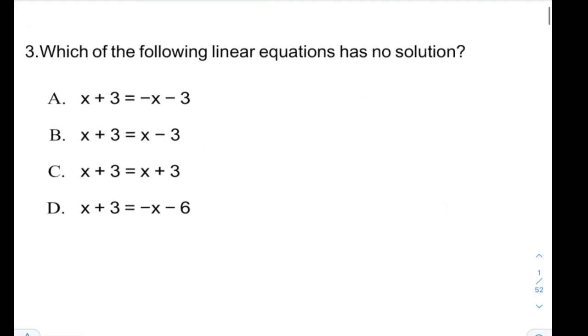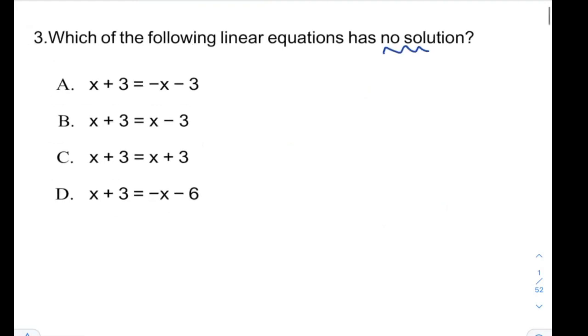Which of the following linear equations has no solution? No solution means we end up with two sides, none of them equal to the other. For example, 3 equals negative 3, 0 equals 3, with no variables appearing at all. So in this case, we say that there is no solution, or the solution set is phi.